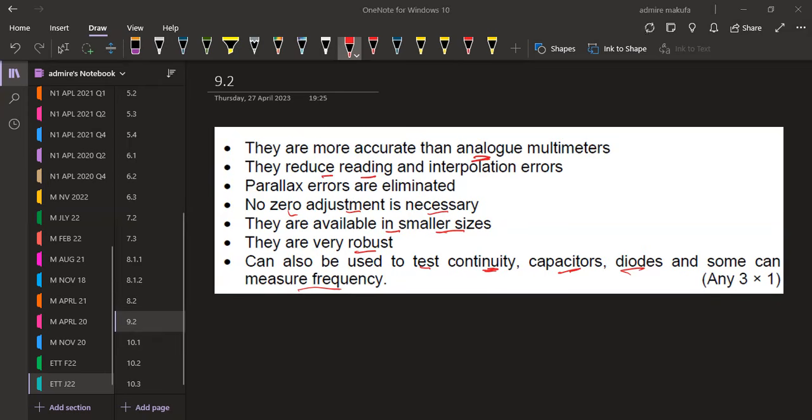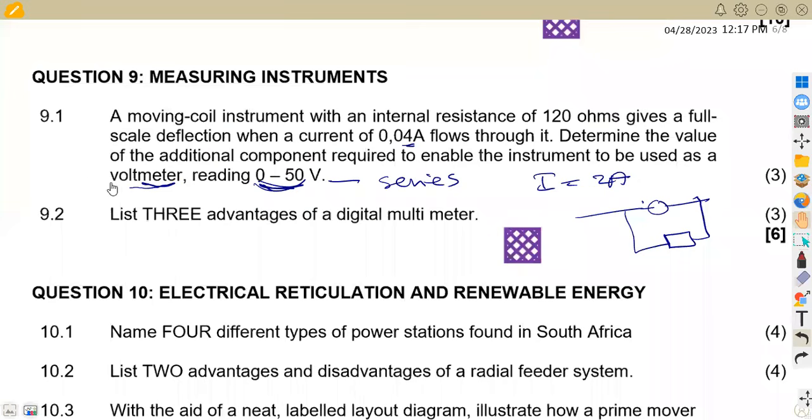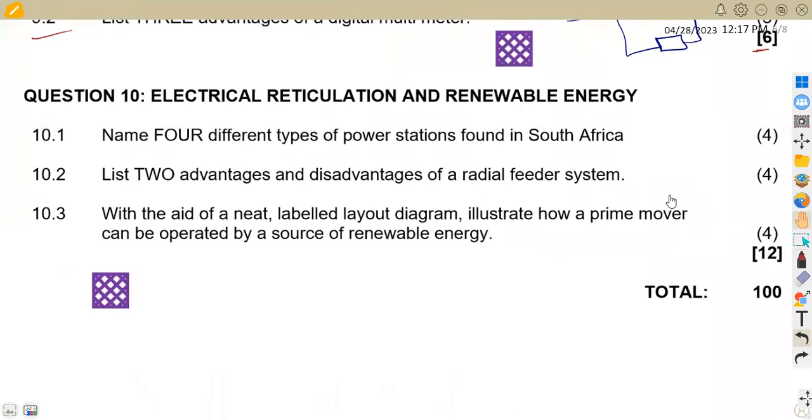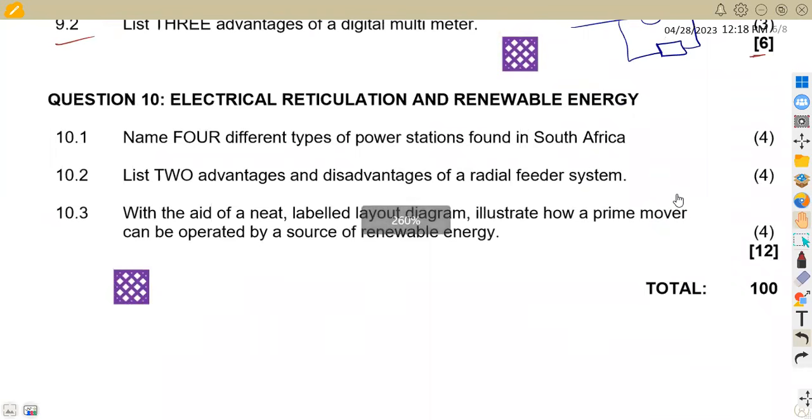All right, so that is what we had on this part of question 9.2 to mark, the last question on question number 9, having 6 marks on measuring instruments. The other part, question number 10, which is the last part of the question paper, is electrical reticulation and renewable energy. So in this part, they combined these two. Sometimes they do separate them, where electrical reticulation is aside and renewable energy is aside, but in this case, it was a combination of the two.